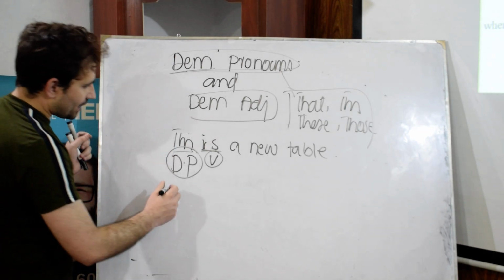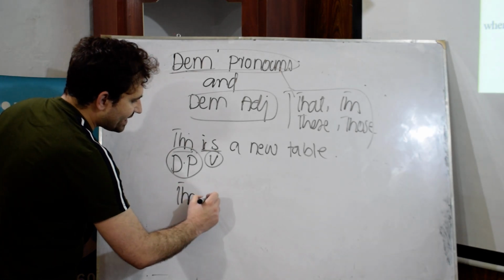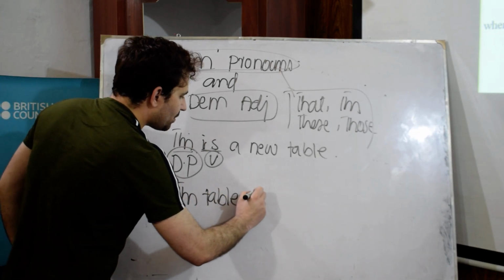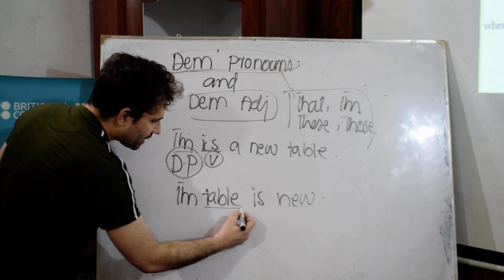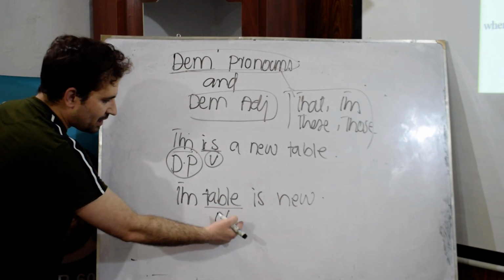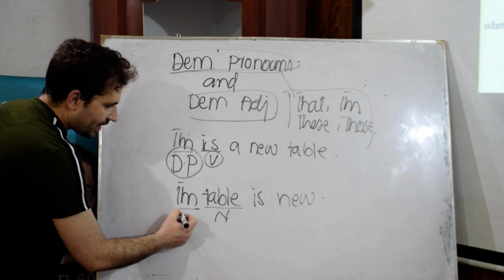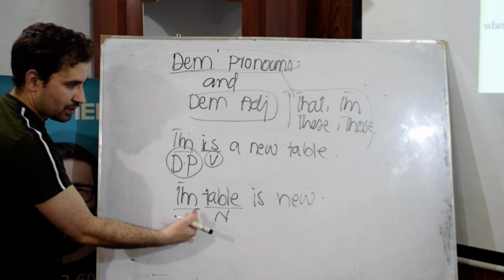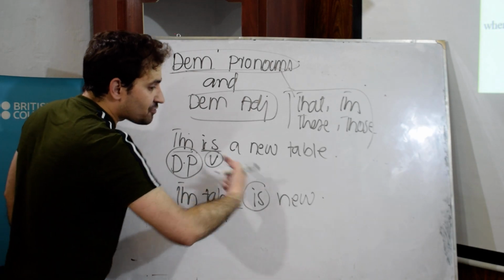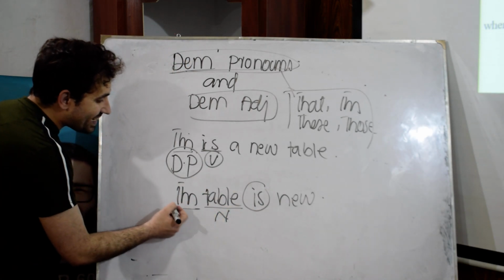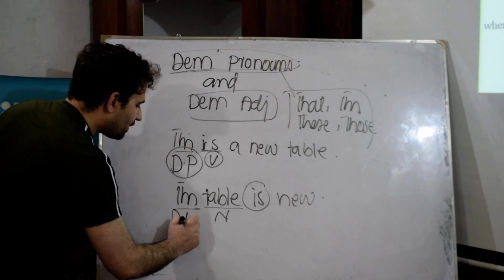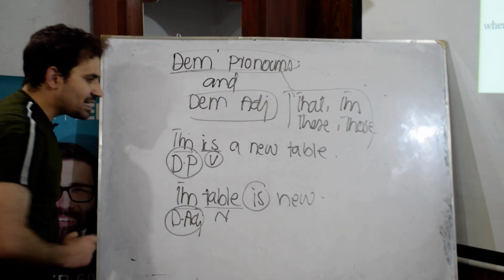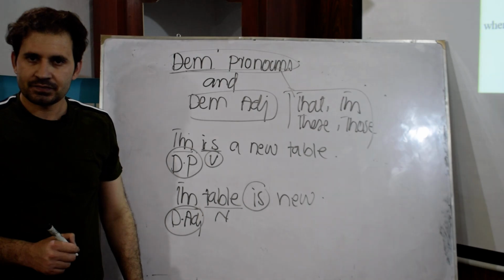Let me make an example. For example, if I say this table is new. Now can you see, table is a noun, and this is used before a noun. So as a noun comes after it, we do not call it a demonstrative pronoun, but we will call it a demonstrative adjective. This is now a demonstrative adjective.